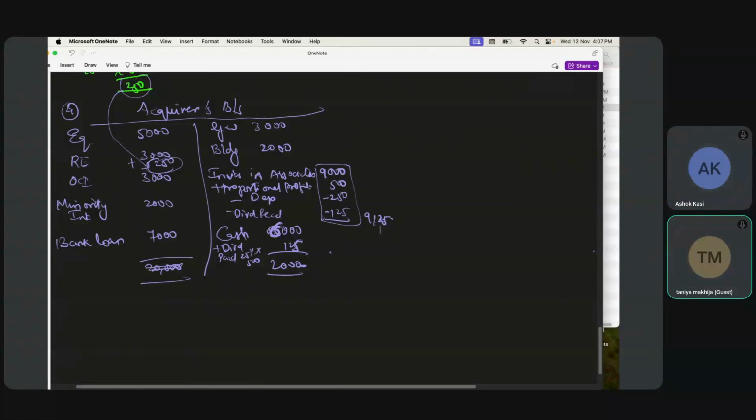Okay. Now if you want, you calculate all the right hand side. This much only done. Okay. But if you want to calculate all the right hand side and left hand side, you may calculate. It will come to another number, but it will match.